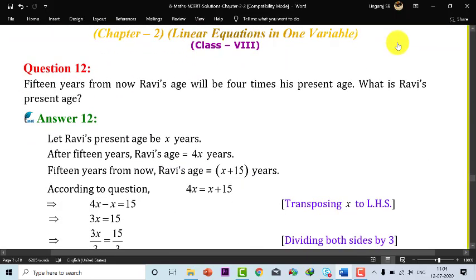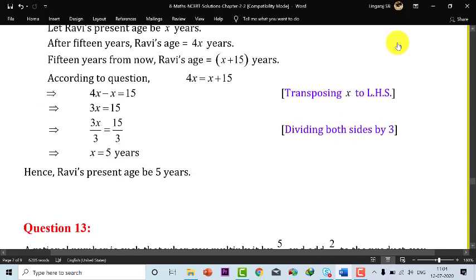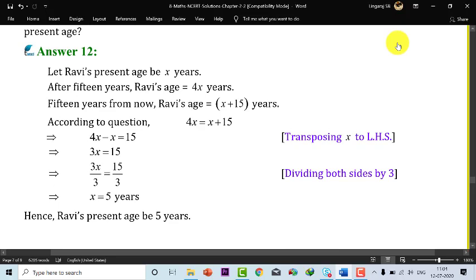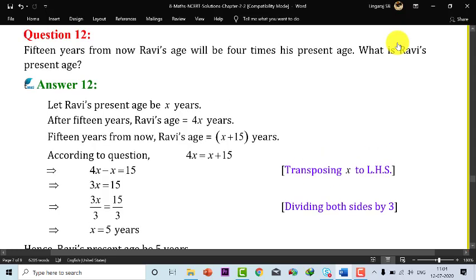Next we can move to question number 12. 15 years from now, Ravi's age will be 4 times his present age. What is Ravi's present age? Solution: let Ravi's present age be x years. You can take Ravi's present age as x years. After 15 years, Ravi's age will be 4 times his present age.